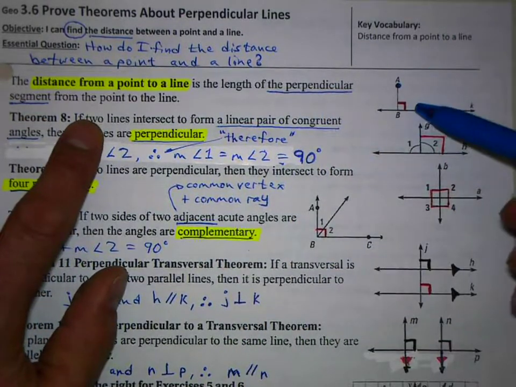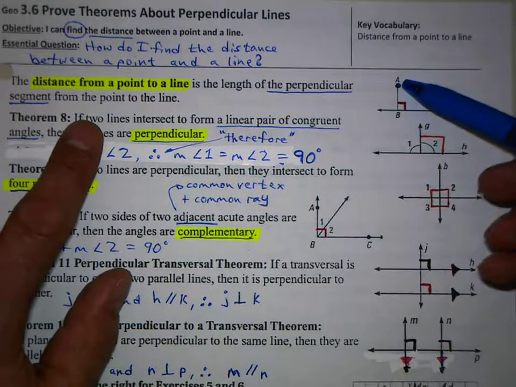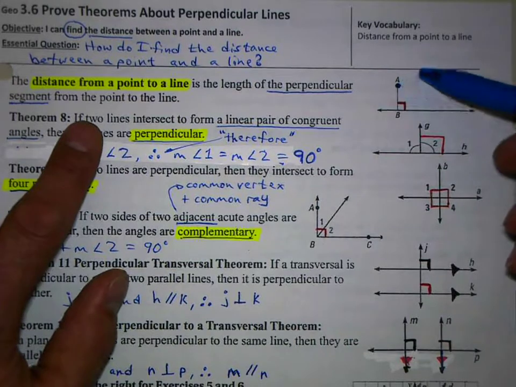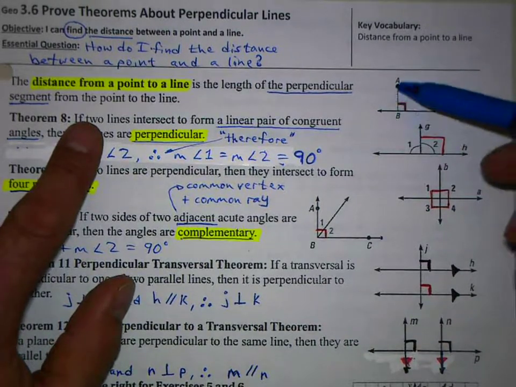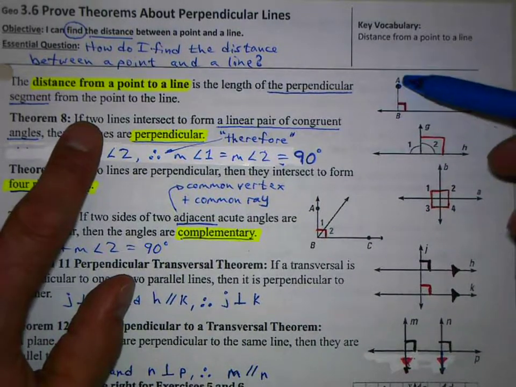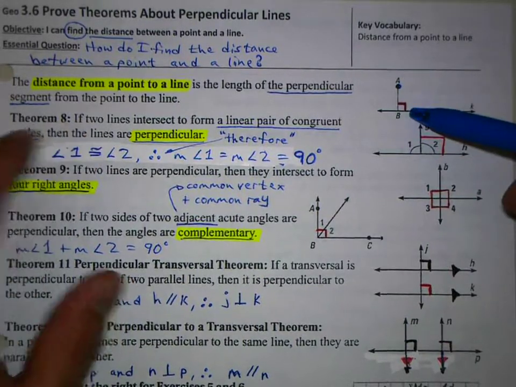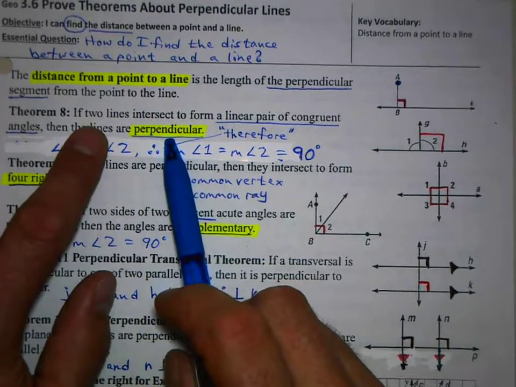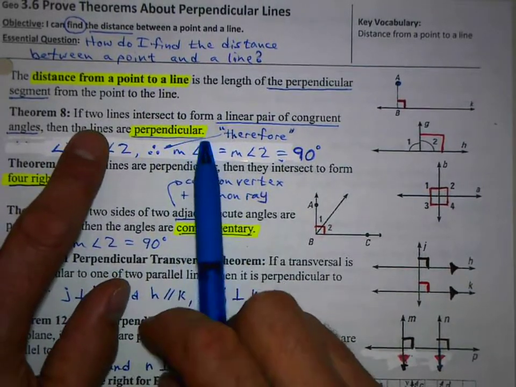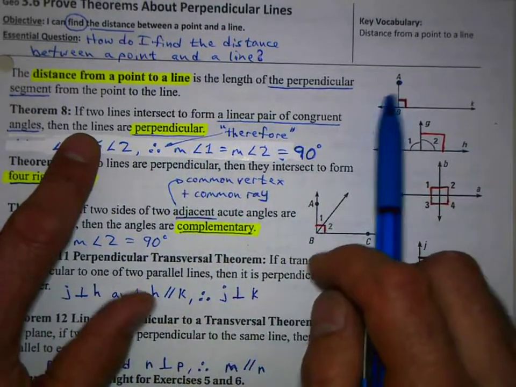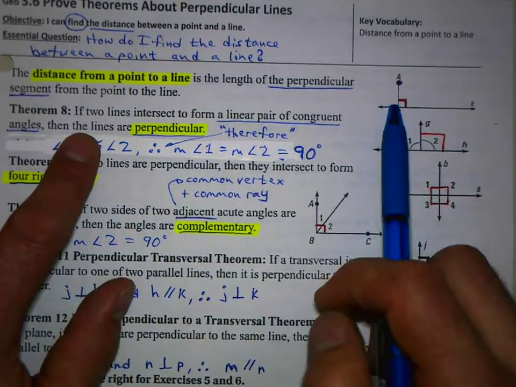So if you would emphasize on your notes that we're starting out with a line and a point, and then we want to find the perpendicular distance, would be another way of saying it, the perpendicular distance from A to the line. If two lines intersect, and these are different theorems that will help us to be able to determine what that perpendicular distance is.